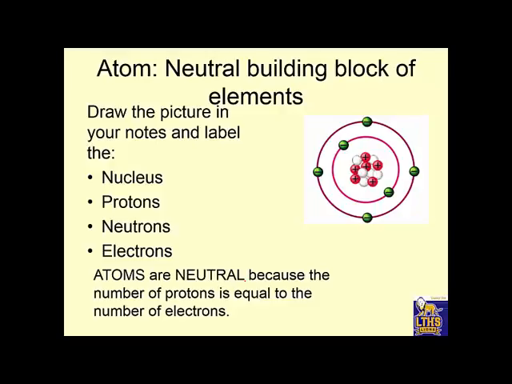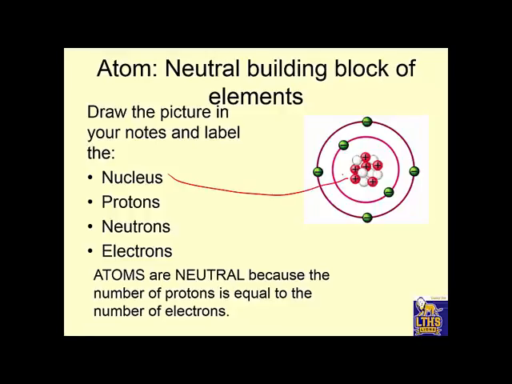So here is another model of atoms. They're neutral building blocks of the elements. Remember, atoms are neutral. Here's a picture that can help you understand atoms, but it's very off scale. This is nowhere near the scale. And look at these rings. We know rings are wrong, but they do help us locate electrons when we're drawing a model.